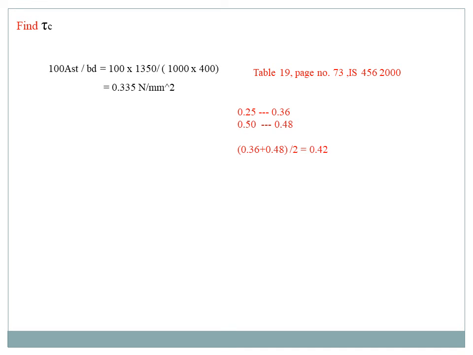So in our code book, up to 0.25 the value is 0.36, and for 0.5 it is 0.48. So our answer is 0.33, in between 0.25 and 0.5. So we can take the average of 0.36 plus 0.48. We got a 0.42 value. So this is the tau c. Tau c is equal to 0.42 Newton per mm square. Our condition is tau c is greater than tau v. So hence safe.